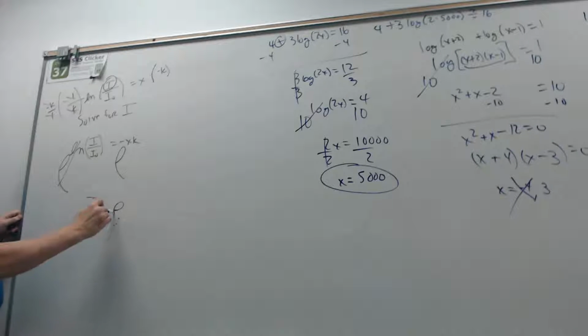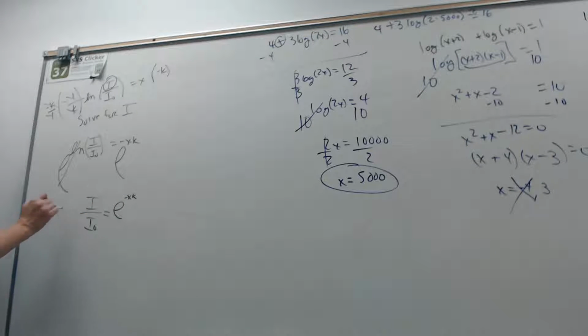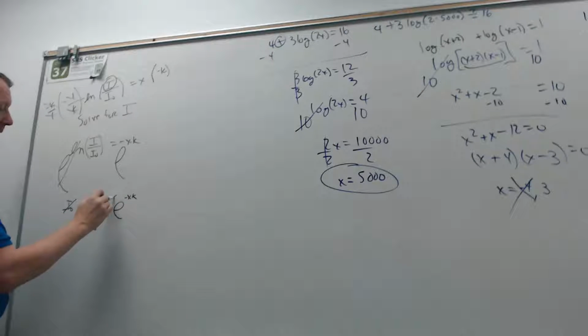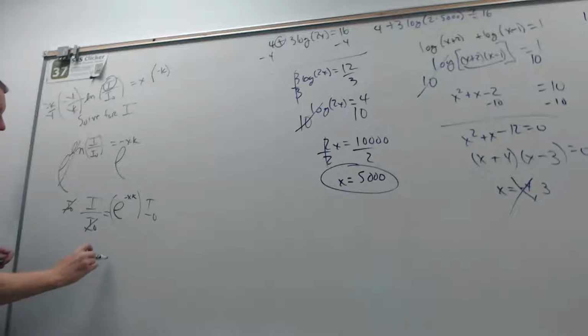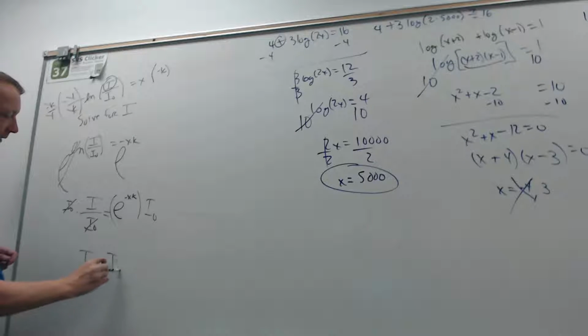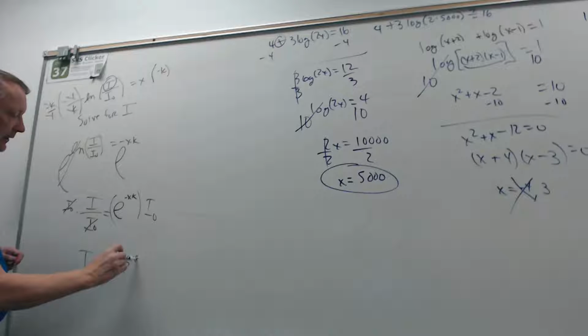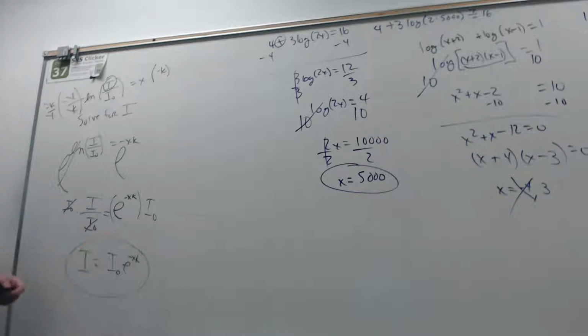Just e to the negative xk. Then we would multiply by I over I naught, right? So those will cancel, and I'm going to multiply that by I naught. So I equals I naught e to the minus xk. So is that right? That is correct.